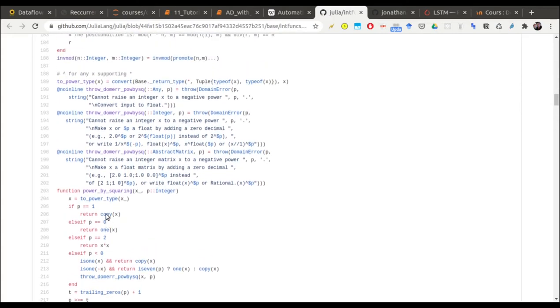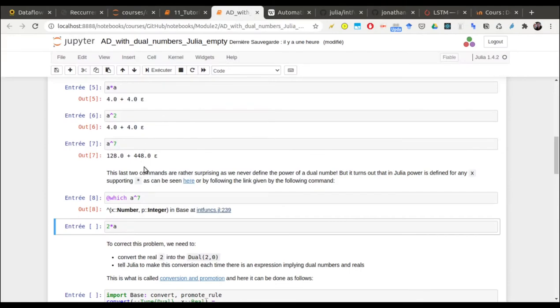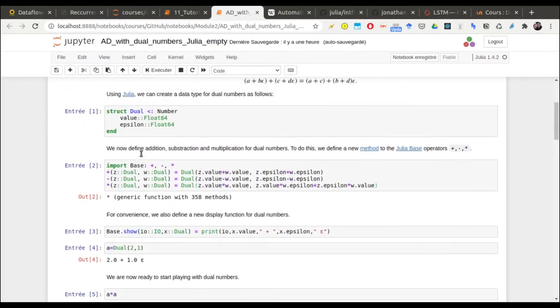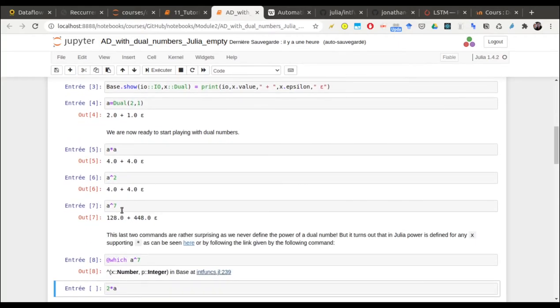So in particular, as written here, the power is defined for any x as soon as Julia knows how to multiply them. So since here we explained to Julia how to multiply two dual numbers, Julia automatically knows how to take the power of such a number.